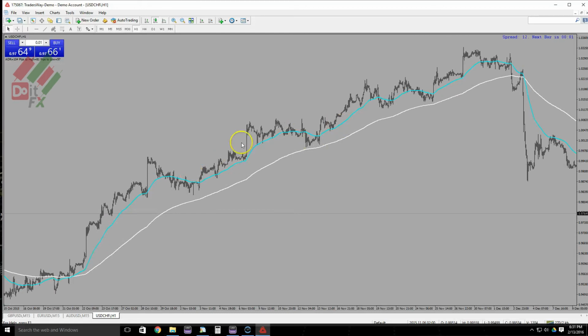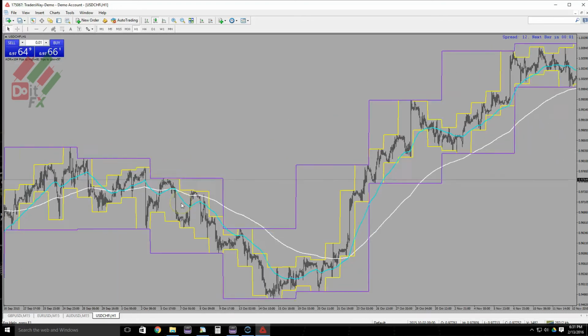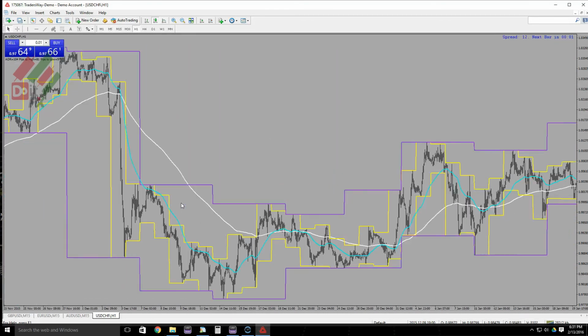See right here. The thing with this, if they're spread out, if they don't cross and they don't close under the 200, it's invalid. It's gonna keep going, up or whatever, the same way that it was supposed to go. So you gotta keep that in mind as well.